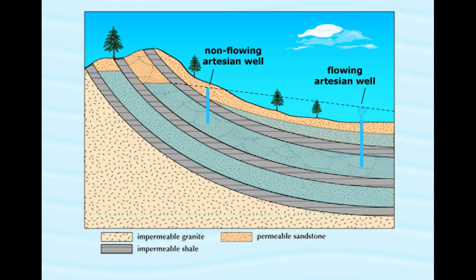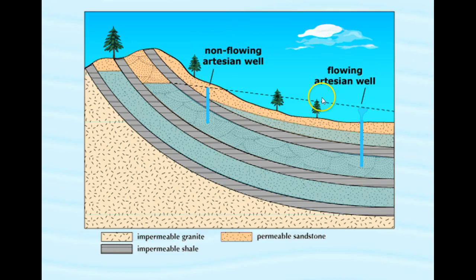Okay, another kind of well is the artesian well. Write in your notes that an artesian well is a well in which water rises under its own pressure without pumping. There are two kinds of artesian wells to get in your notes. First, write the non-flowing artesian well, where the water does not reach the surface like you see here in the diagram.